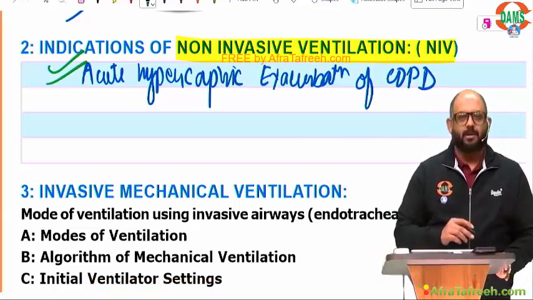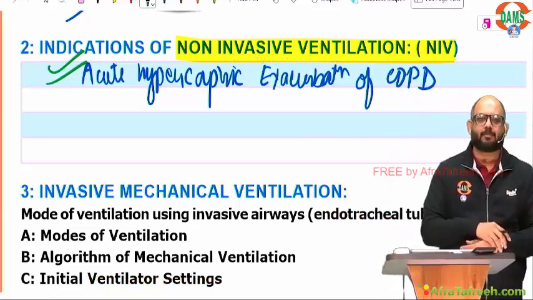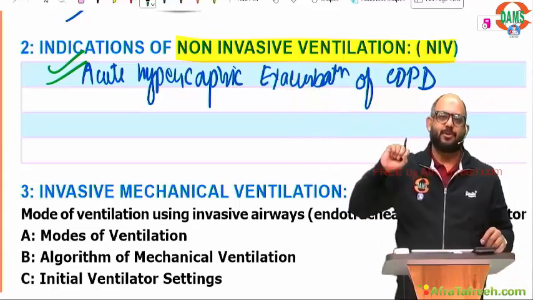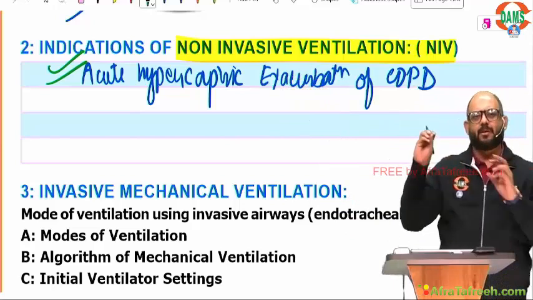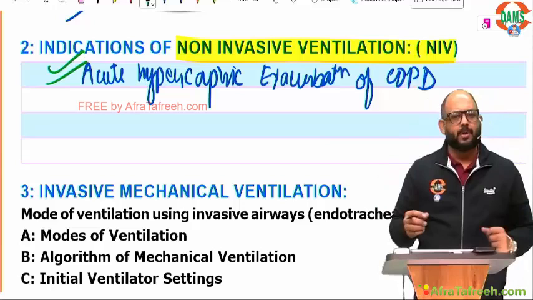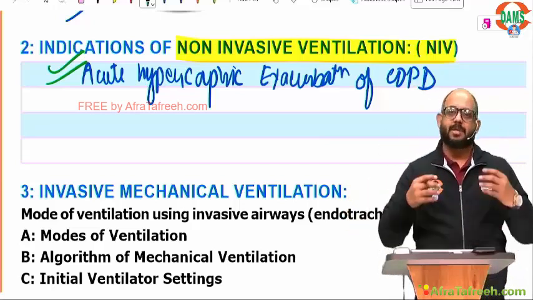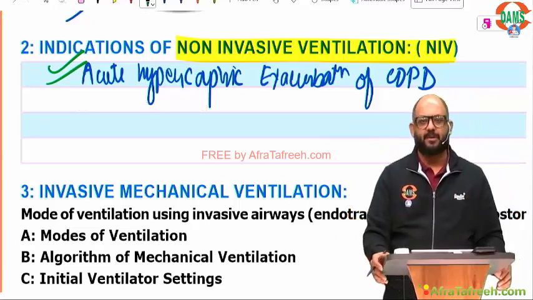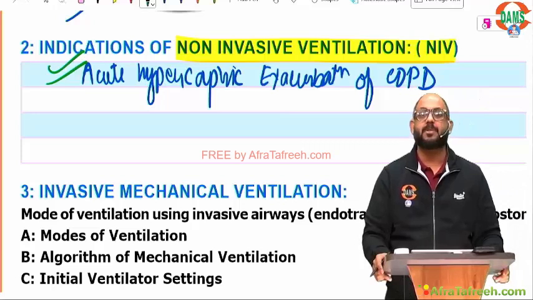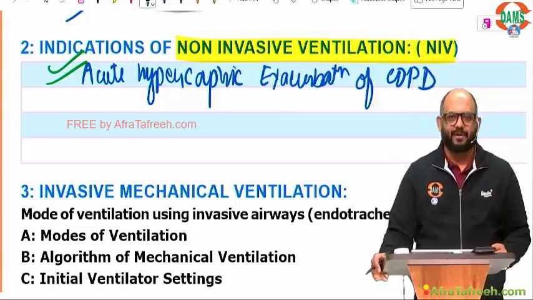You can mark it. 90% of the time you will get a question in the exam where there will be a clinical picture of acute hypercapnic exacerbation of COPD. A 60-65-year-old COPD patient presented to your casualty with respiratory rate of 30 breaths per minute with a saturation of say 88% and a PCO2 of 65. What is the next step you do? This is the question that has already been asked in exam a few times. The first thing that you will try to do there is you will put an NIV interface.